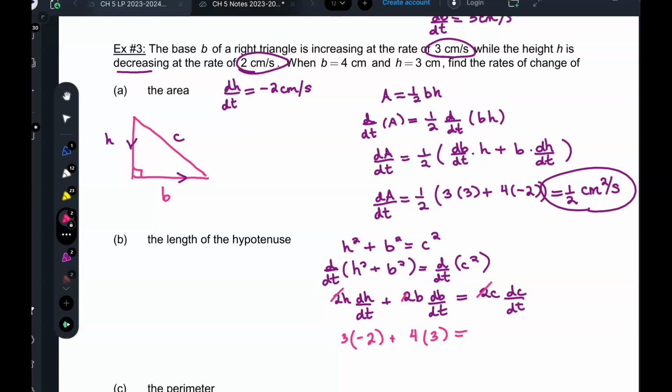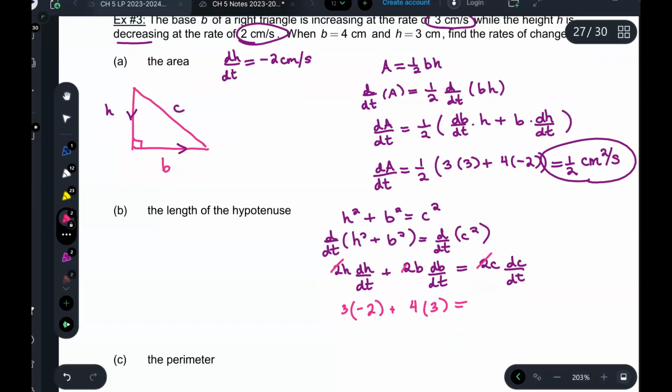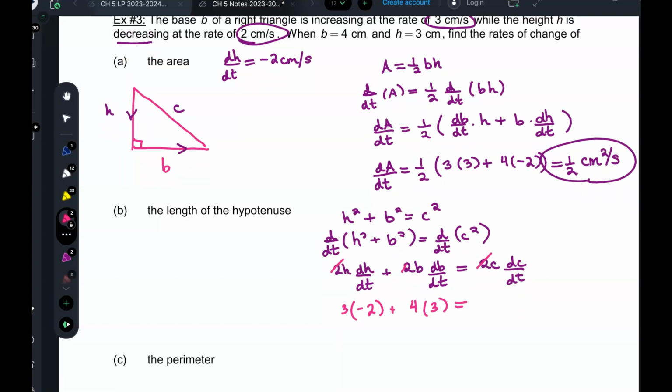C and dC dt. Wait, but we can find C by using this equation. So if the base is 4 and the height is 3, it's a 3, 4, 5 triangle. If you have a right triangle, it's a Pythagorean triple, right? So when this is 4, this is 3, this is 5. Could you also just do the Pythagorean theorem? Yes. So I have 5.